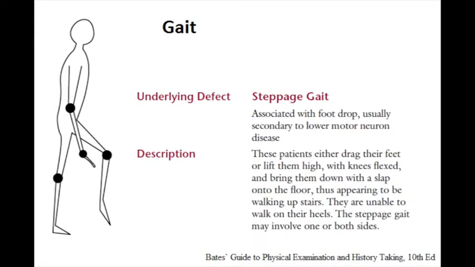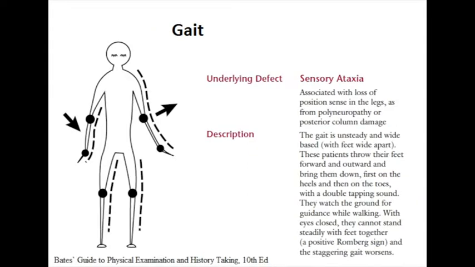Steppage gait, associated with foot drop, usually secondary to lower motor neuron disease. Description: these patients either drag their feet or lift them high, with knees flexed, and bring them down with a slap onto the floor, thus appearing to be walking up stairs. They are unable to walk on their heels. The steppage gait may involve one or both sides.